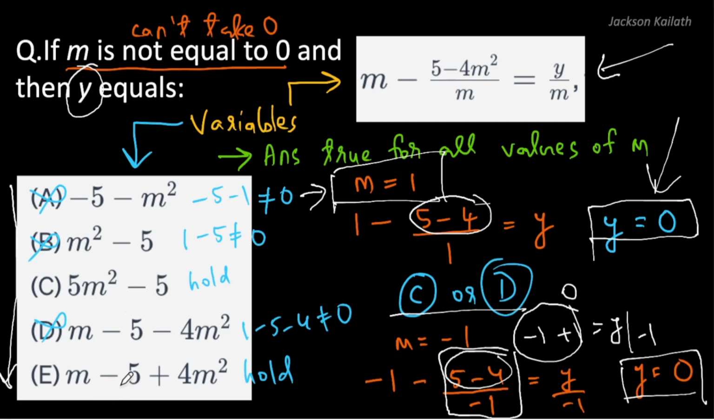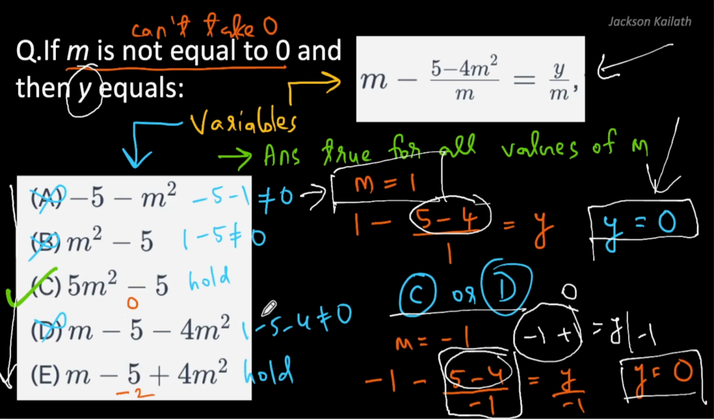Now what about option E? When I substitute minus 1 over here, I get minus 1 and then I have minus 5. Minus 1 minus 5 is minus 6, and minus 6 plus 4 is minus 2. It's not equal to 0, right? It's coming to minus 2. So option E is not satisfying this criteria. So we can eliminate option E, and the correct answer is option C.